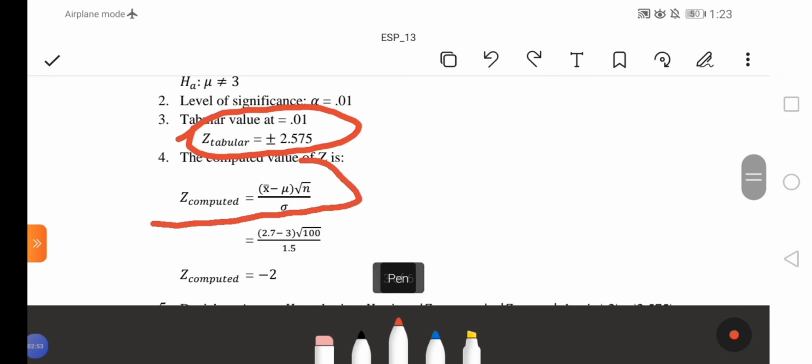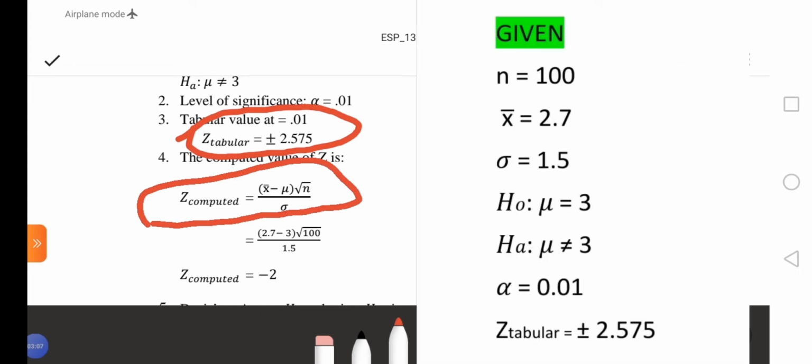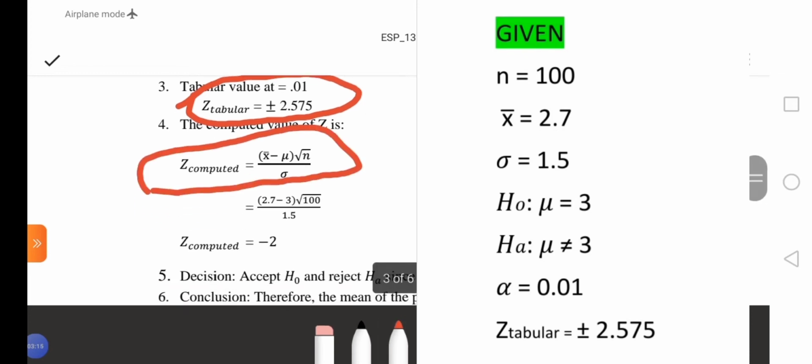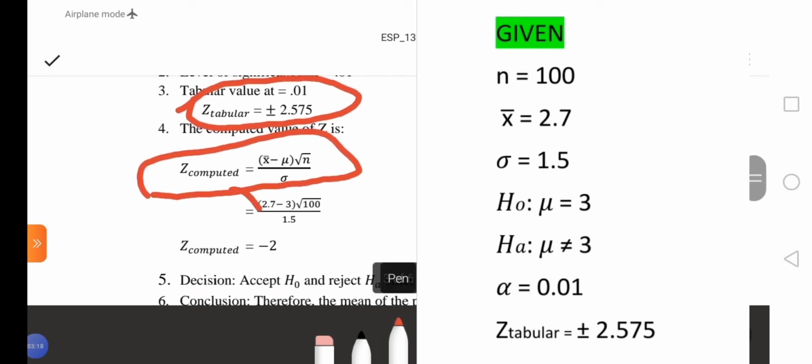Z computed is equal to the difference of the sample mean and the population mean, multiplied by the square root of the sample size, and divided by the standard deviation. So, let's do substitution. The sample mean is equal to 2.7 and our population mean is 3. Then our sample size is 100 and our standard deviation is 1.5. After substituting, perform the indicated operation.